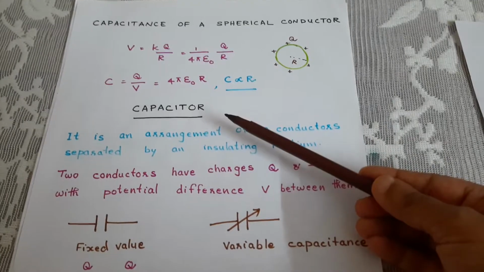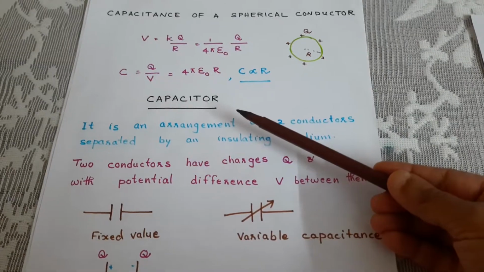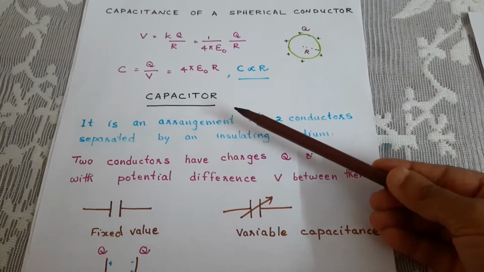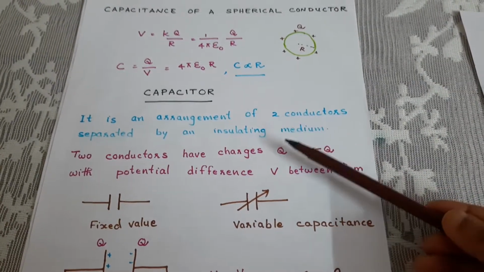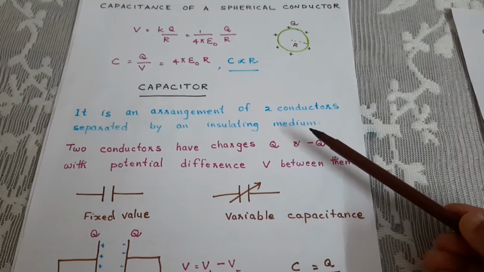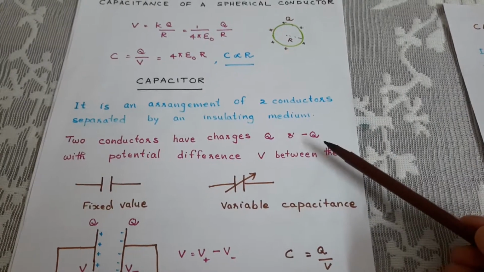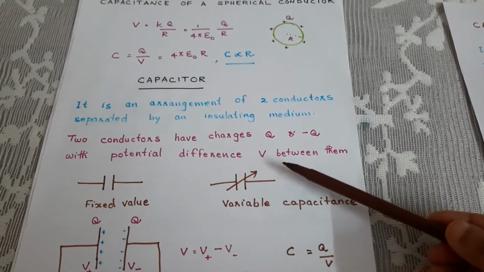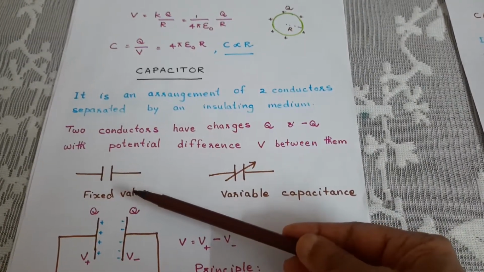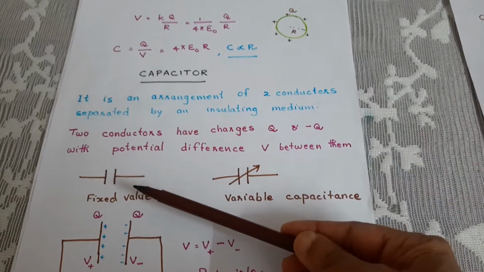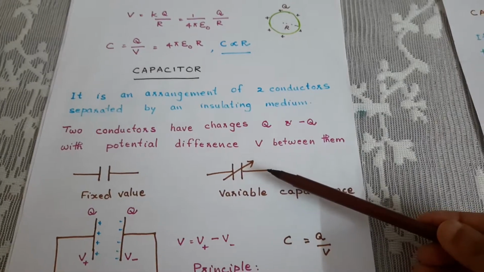Now let us see capacitor. It is a device used to store electrical charge and electrical energy. It is an arrangement of two conductors separated by an insulating medium. The two conductors have charges Q and minus Q with a potential difference V between them. A capacitor with a fixed value of capacitance is shown here, and a capacitor with a variable capacitance is shown here.